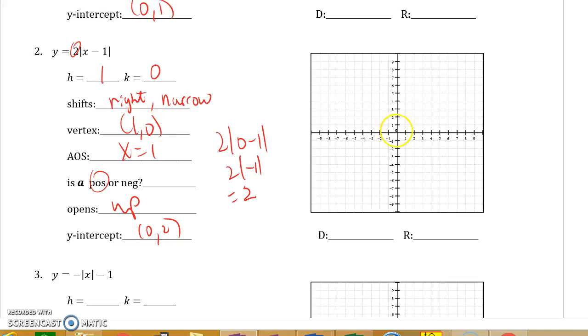Let's put our vertex in there at (1, 0). So you can see that it moved to the right 1. And let's use our slope. Let's try to do that. So if our slope is 2, we'll go up 2 over 1, up 2 over 1. We can go the other way, up 2 over 1 in the opposite direction, and we can make our V that way if we wanted to.